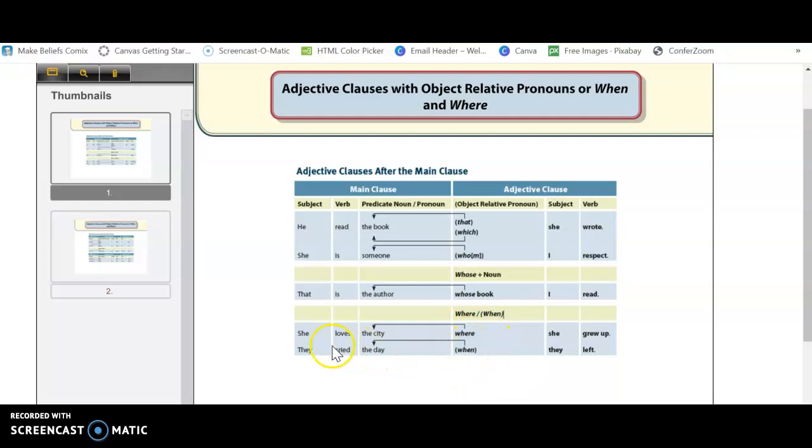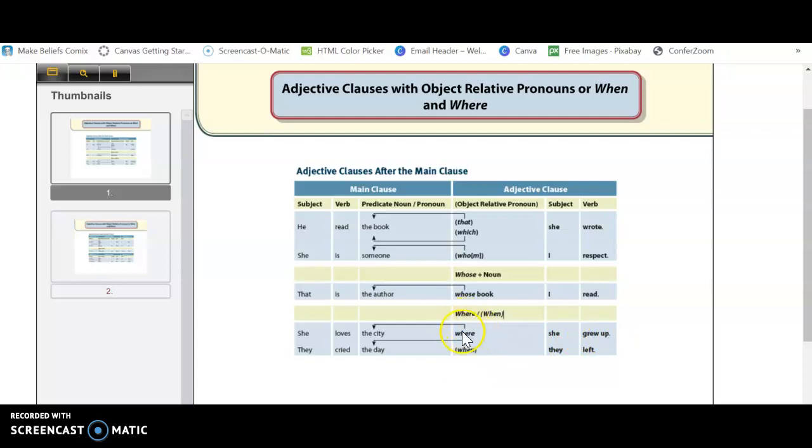Let's have a look at the first sentence here. She loves the city. The second sentence normally would say she grew up in that city, right? So where did she grow up? In that city. Because the first sentence tells us about the city, we're going to use where to describe the city, and then we're going to follow with the rest of the sentence. She grew up.